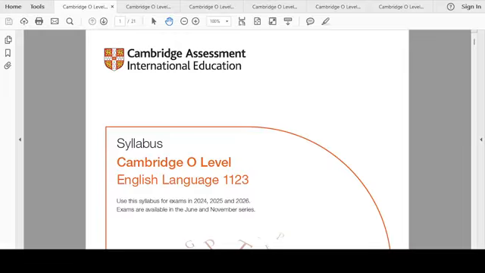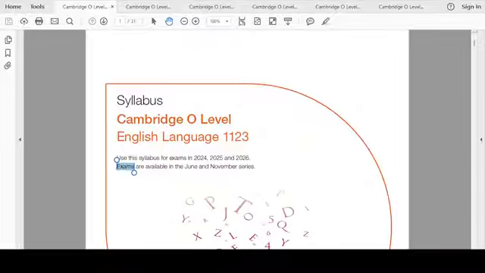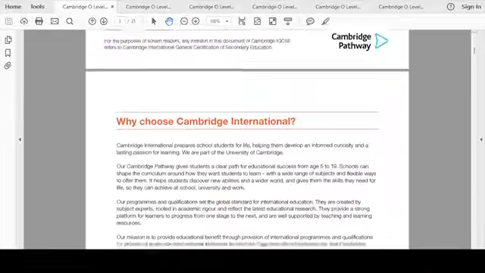Right, so this is our first class for the Cambridge O-Level English Language 1123 syllabus, and we will be going over some very basic information today and possibly tomorrow as well. So just to get familiarized with what the syllabus requires us to know and what it requires us to do. You may already be familiar with that, but still, I need to go over that.